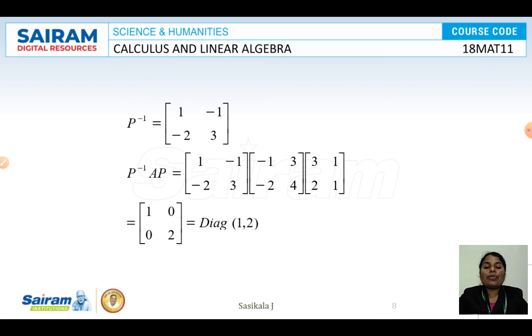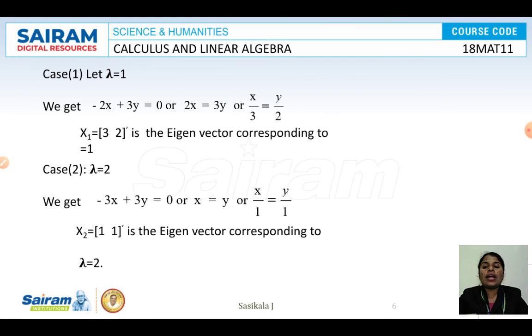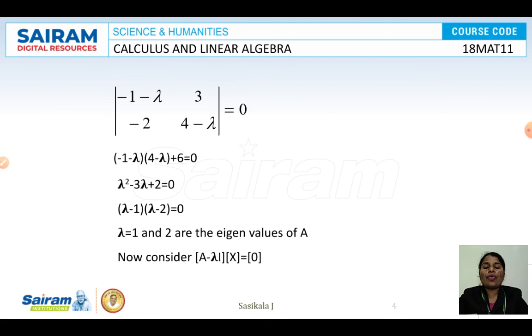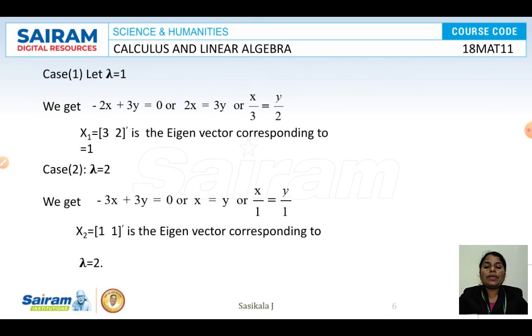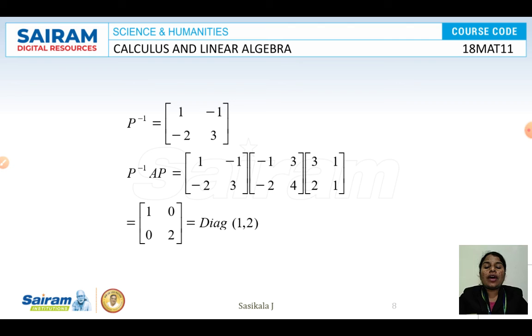And one more thing, the diagonal elements should be only your eigenvalues. See here, we have found your eigenvalues, 1 and 2. So after doing the matrix multiplication of P inverse A P, the value must be a diagonal matrix, and the diagonal entries must be your eigenvalues.